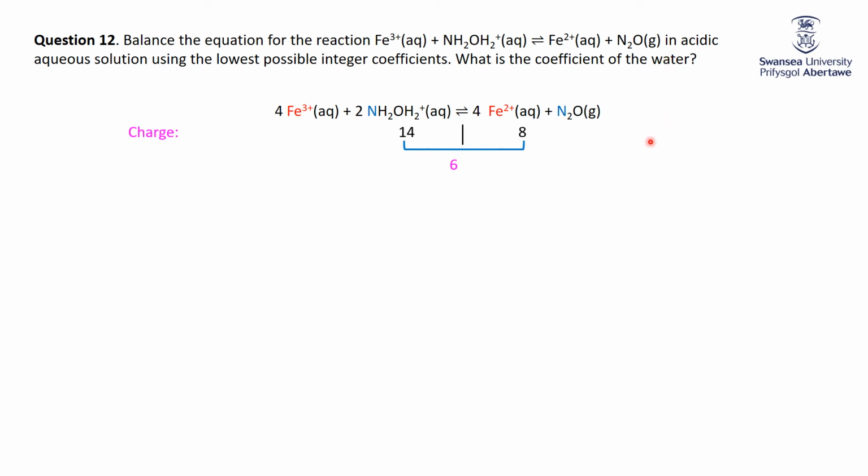We're in acidic solution, so therefore 6H plus. Which side needs the H plus? The side that needs them the most, needs to become bigger in terms of the charge, so thus the H plus goes on the right-hand side. This also illustrates another extremely important concept: you put the things where they're needed.